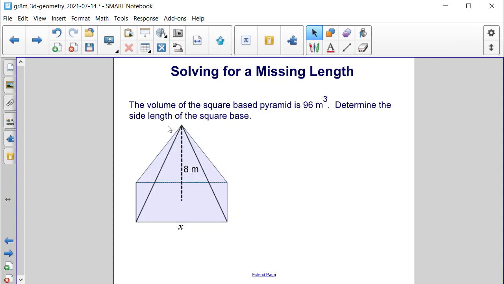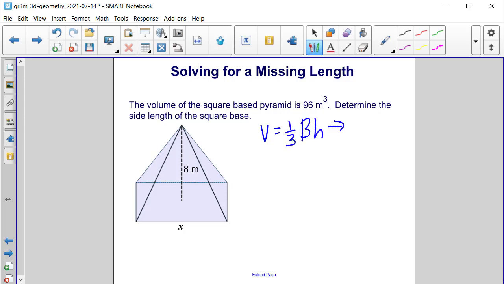Here's another example problem. The volume of a square-based pyramid is 96 cubic meters. Determine the side length of the square base. So we know that the volume of any pyramid is 1/3 times the area of the base times the height. Well, we know that in this problem, we have a square base, so the area of this base is going to be x squared. So let's substitute x squared into our problem. And when we do that, we will get that the volume is equal to 1/3 times x squared times the height.